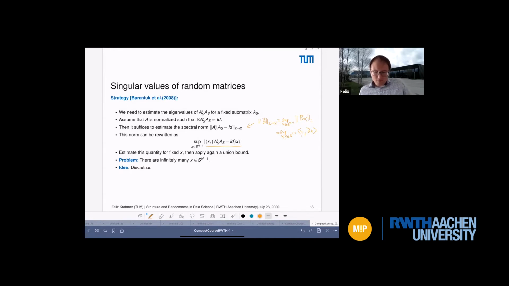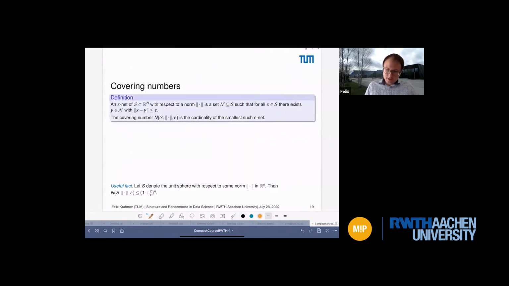But the problem that's not so familiar to many of them is, wait a second. We just said we have an X in the sphere and we want to establish it for a fixed X and then do a union bound. But how can we do this? Because there are infinitely many X's. So how can you do a union bound over infinitely many things? That means you have to add infinitely many probabilities and then you're screwed, right? The idea that shouldn't surprise you is that you have to somehow discretize, but how you do it, I will show you on the next slide.